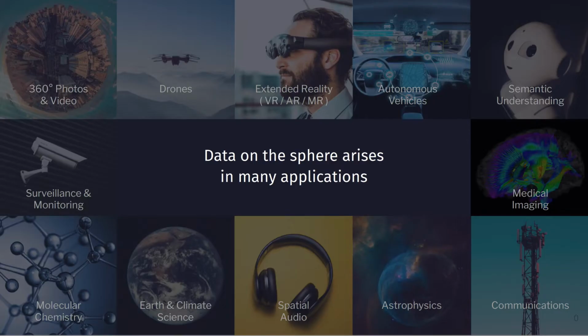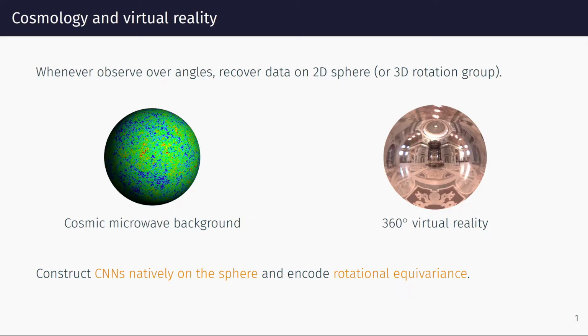Data on the sphere arise in many applications, from Earth and climate science to medical imaging and molecular chemistry and beyond. Whenever observations are made over angles, we recover data on the sphere. For example, the cosmic microwave background, the relic radiation from the Big Bang, is observed on the celestial sphere, while 360-degree photos and videos in virtual reality are also observed on the sphere.